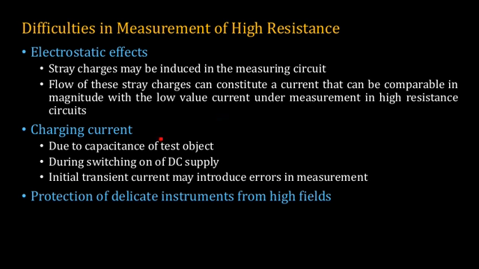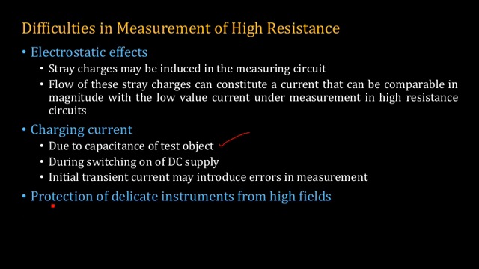And this charging current is due to the capacitance of the test object. Once you switch on the supply, during that process you will have some transient currents flowing in the measuring circuit. Such transient currents, which you have already learned in your circuits portions, will die out in a few cycles or after some time. So such transients have to be eliminated, or you have to take the measurements only after the transient has died out. If you try to measure suddenly, once you switch on the supply, you will have transients coming into your measurement, which will be erroneous.